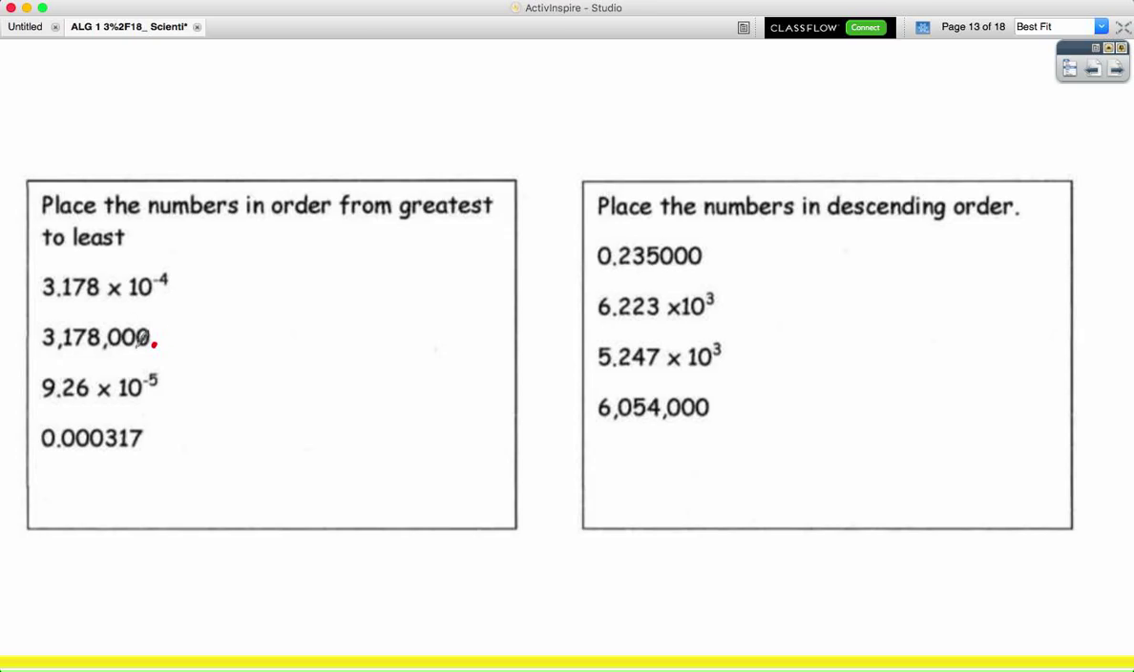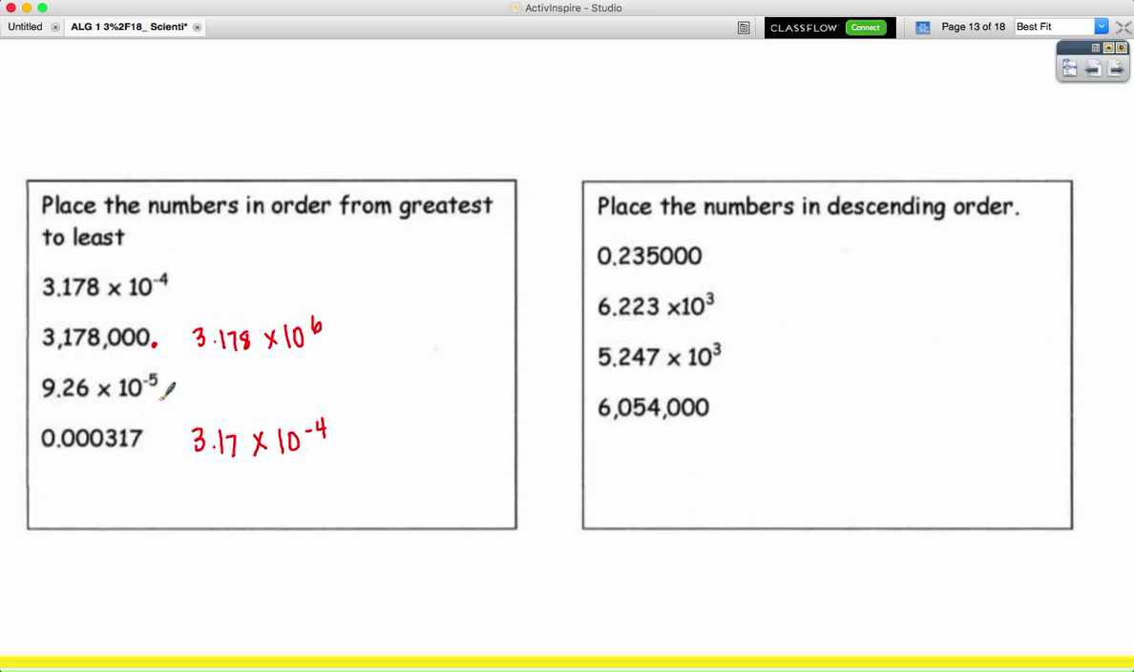So this would be 1, 2, 3, 4, 5, 6. So 3.178 times 10 to the 6th. The bottom one, 1, 2, 3, 4, 3.17 times 10 to the -4th power. So I see I have two expressions with -4 as the exponent. 3.178 is bigger than 3.17. And then these two are not the same. I have a 6 and a -5.